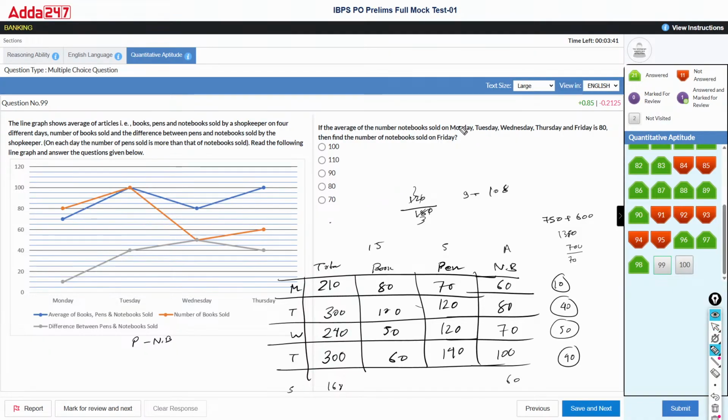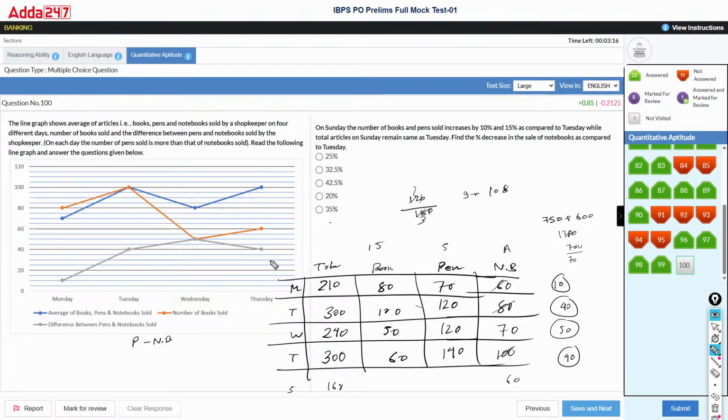If the average number of notebooks sold on Monday, Tuesday, and Friday, Monday, Tuesday, Wednesday, all plus Friday is 80. Okay, so don't take this 60. This is, don't take this. They are 80. This is 70. So to make it 80, take 90.